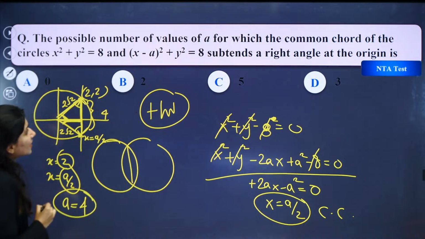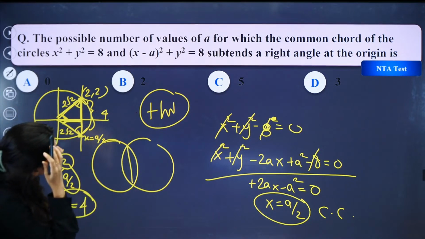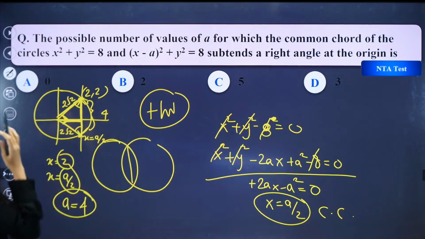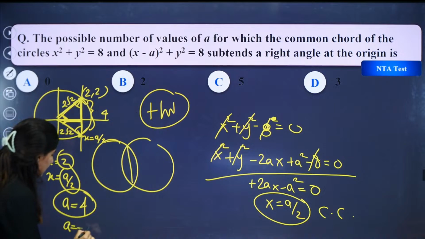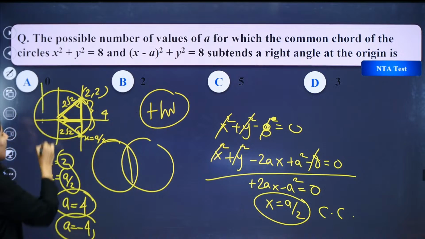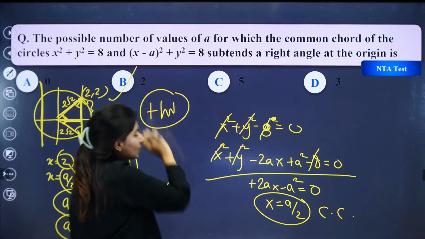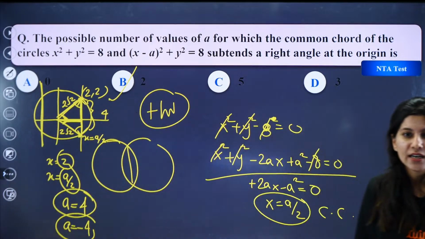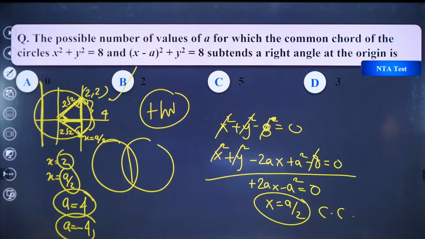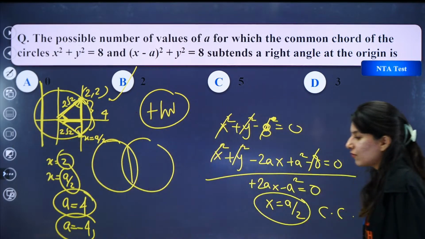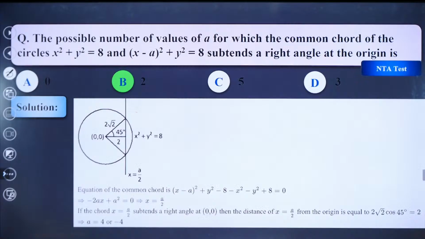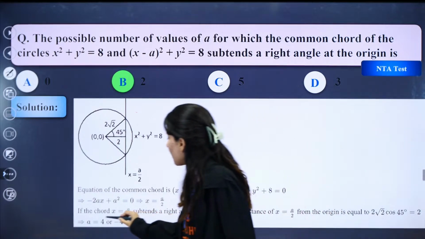The value of a is coming out as 4. So yes, the possible number of values of a: one value is 4. Another value of a could be minus 4 as well, because the same thing can happen over here on the left hand side. So option B is absolutely right. Two values of a will be there. So the value of a will be either 4 or minus 4.